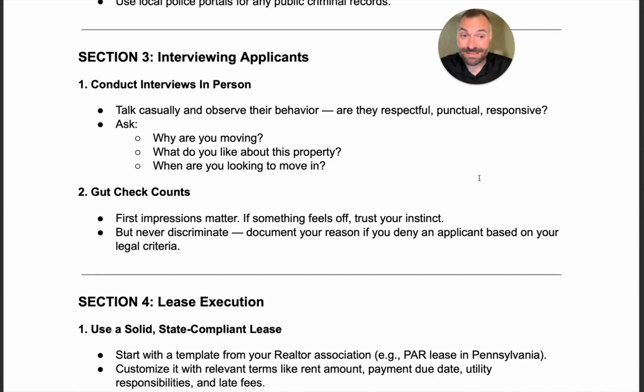Don't discriminate. Say that over and over again. Document the reason if you deny someone based on your legal criteria, and just give them a simple answer. I'm sorry, the unit was rented to someone else. If they ask why, then that's when the conversation starts, and you need to be very careful with how much you divulge.